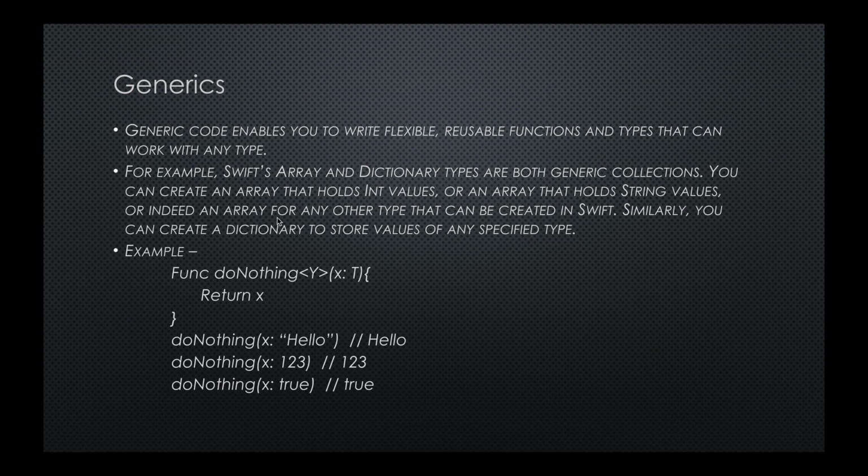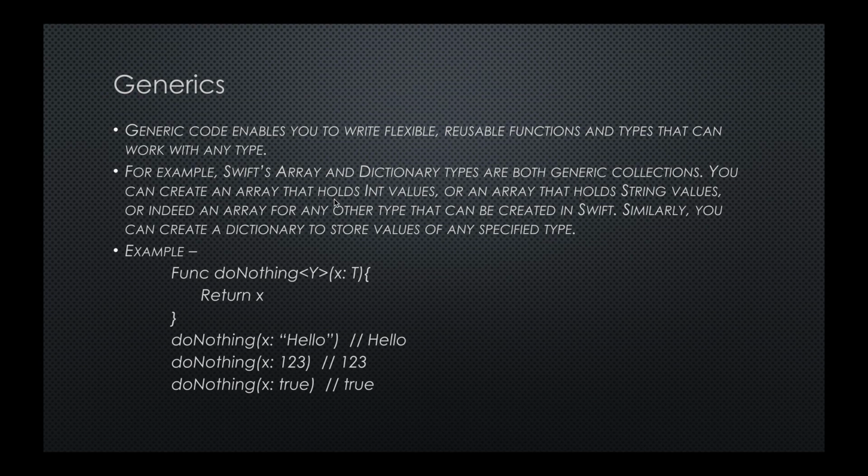So for example, Swift's array and dictionary, they are both generic. So you can make dictionaries with the string or integer. So that's why these are already generic. So if you're using arrays or dictionary, you're already using generics. So that's what we have written.